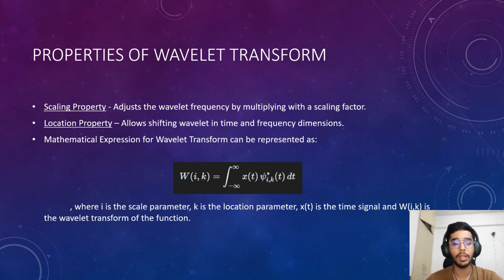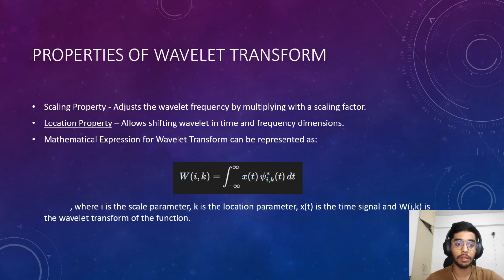We need to note that in wavelet transform we can shift the wavelet in both time and frequency domains. However, in Fourier transform we were only able to do this in time domain. We get an extra dimension in wavelet transform to analyze our input signal.